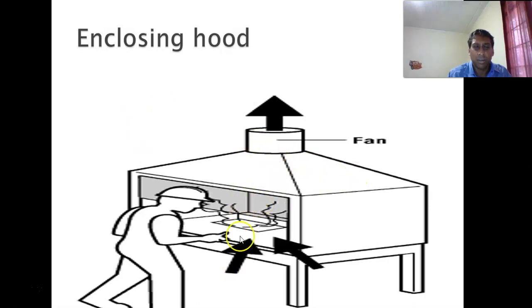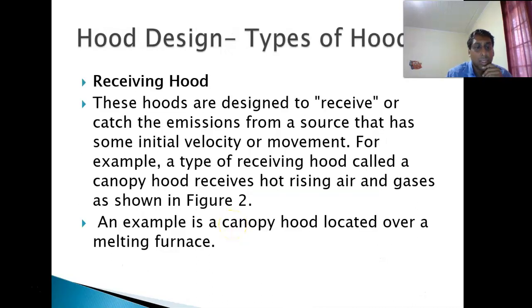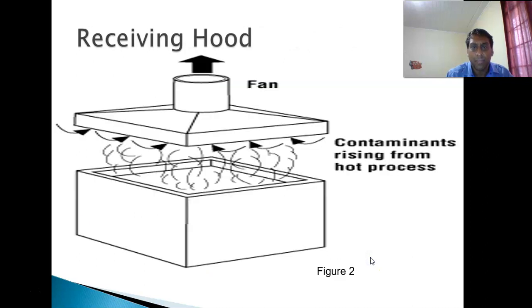Receiving hoods capture emissions from a source, for example a type of receiving hood called a canopy hood, where hot air and gases are shown in figure 2 in the next slide. An exit located in a furnace would be an example. So again, all of these you have to learn, the types of hoods. So this is a receiving hood. Contaminants rising from hot processes would be captured by this canopy hood. Generally, one or two of the names are sufficient for the exam.